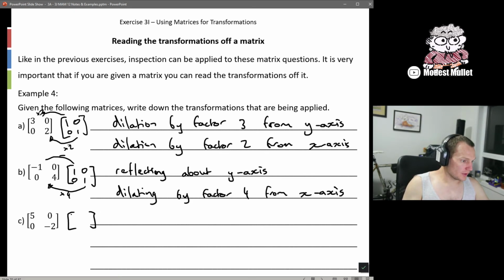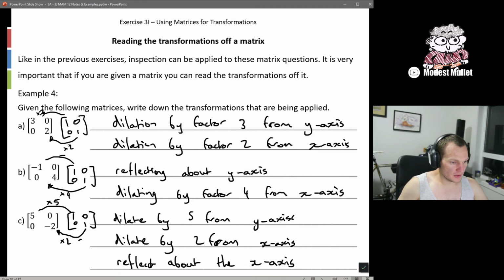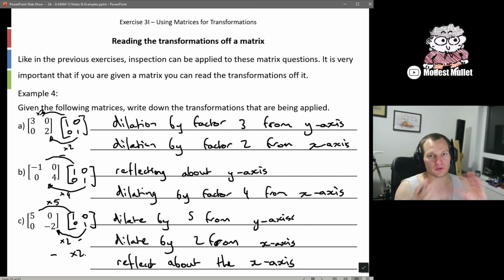Last one. To go to the 5, we must multiply by 5, so we dilate by 5 from the y-axis. Now, to go to negative 2, we need to multiply by 2 and then also make it negative. So we dilate by 2 from the x-axis and reflect about the x-axis. And since there are no translations here, and we'll come to translations later in another video, we could have made it negative and then multiplied by 2. It's not actually going to change the end result. We still get the same transformations applied.